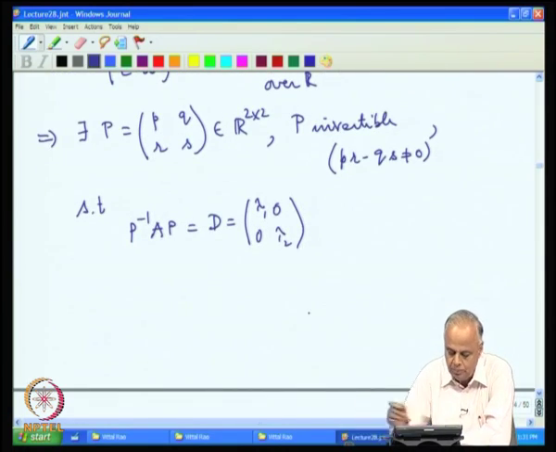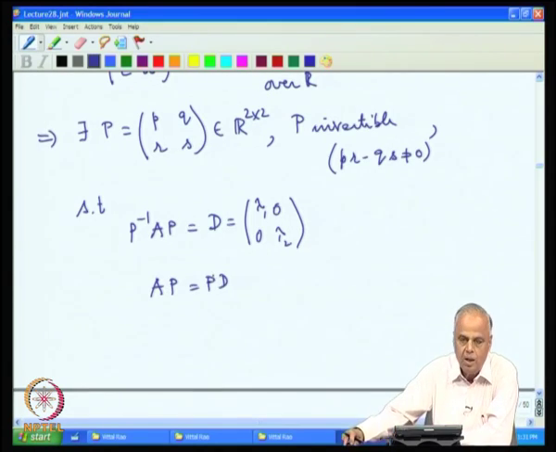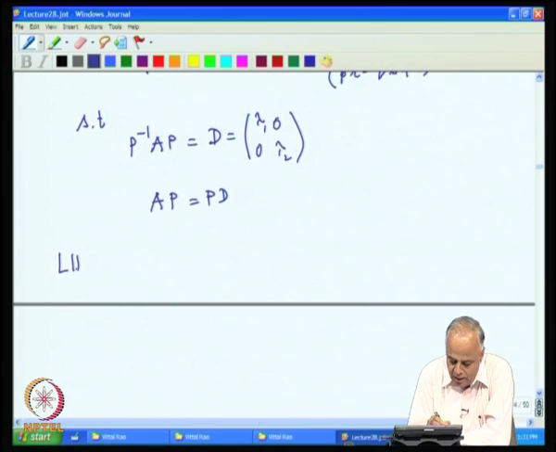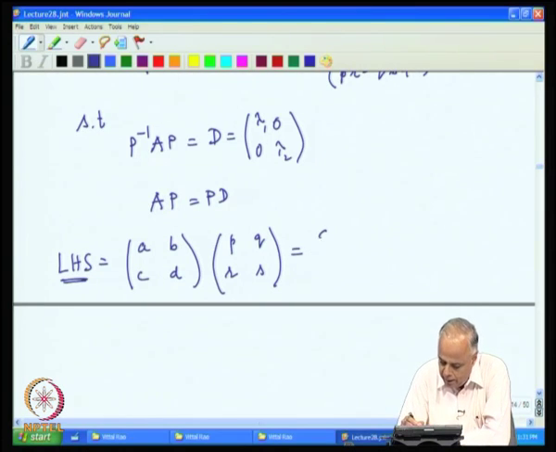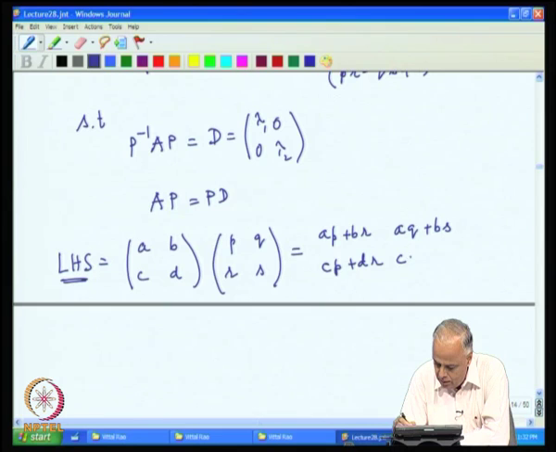What does this mean? This says A P equal to P D. Now, what is A P? Left hand side, A is A, B, C, D, P is P, Q, R, S, which is equal to A P plus B R, A Q plus B S, C P plus D R, C Q plus D S.